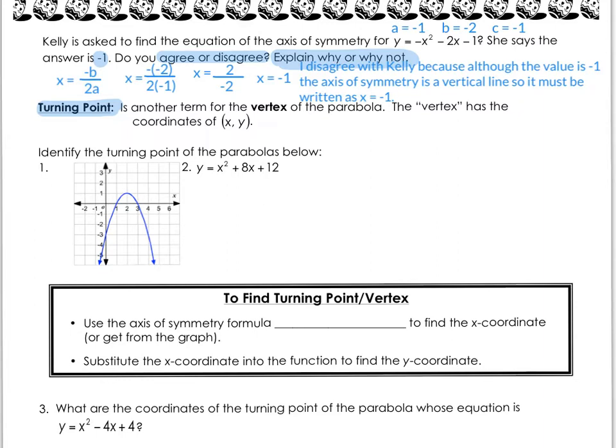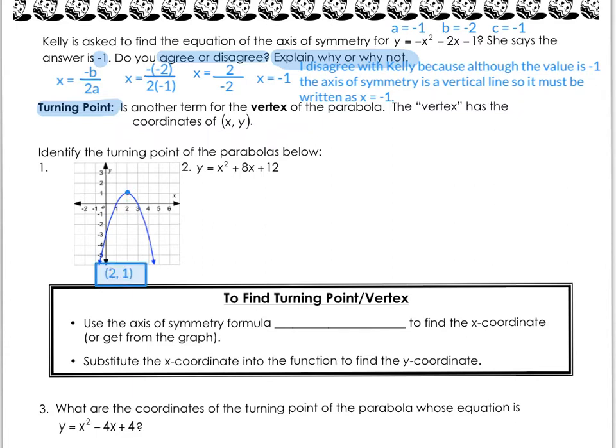So the first one, we can just look at the graph here and see that the turning point is this place right here where the parabola starts going the opposite direction. So I can put a point right here to identify it. And then I just need to identify the x and y. So it's right 2 and up 1. So the coordinate would be 2, 1, and that is my answer.